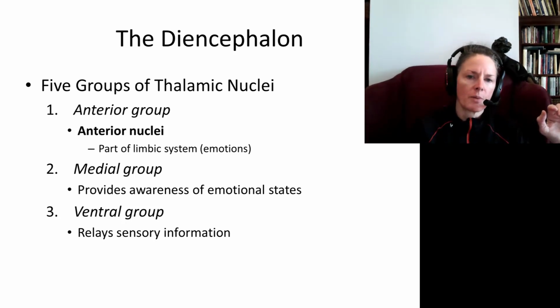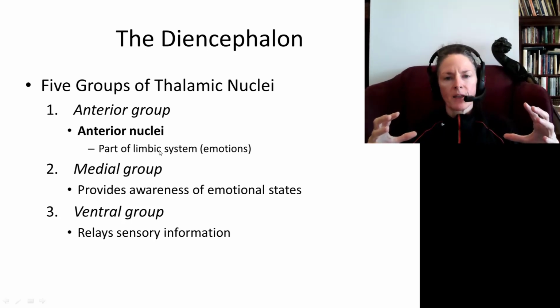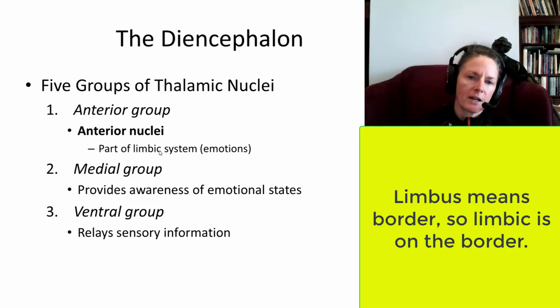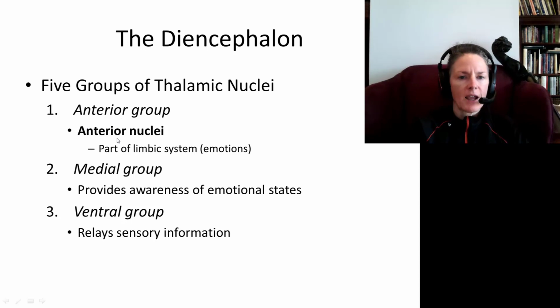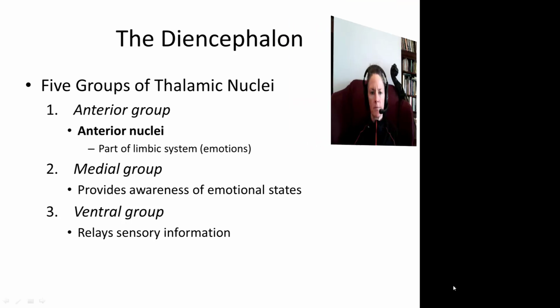We're going to have an anterior group that's going to be working hand in hand with a structure of the cerebrum that lies right on the border. And limbic means border. So this structure called the limbic system is part of the cerebrum that is on the border with the diencephalon. And indeed, the anterior nuclei of the thalamus are going to be highly connected with this limbic system. And the limbic system is going to be important for modulating emotions, mediating our reactions and responses to certain drives, reward behavior, this kind of thing.